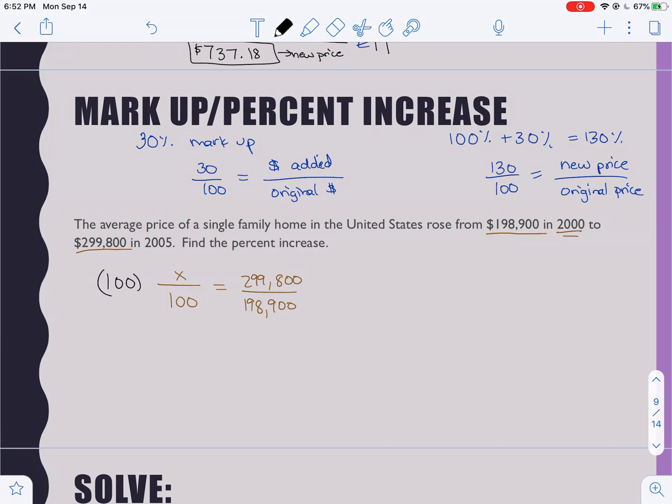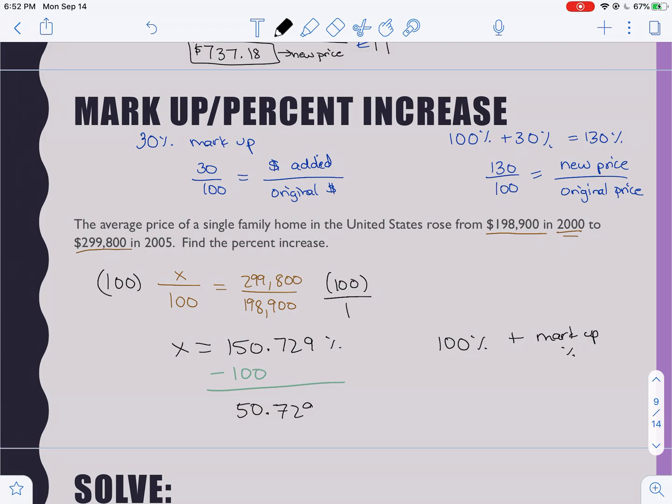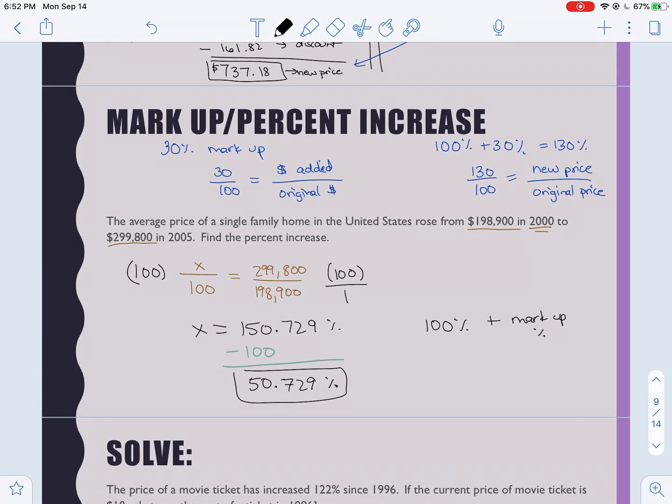So if I multiply both sides by 100, then I would get X equals 299,800 times 100, and then I'm going to divide that by 198,900. And I get 150.729%. Well, that's not the markup. That is the 100% plus the markup percent. So if I subtract 100 from that, my markup percent is going to be 50.729%. So that's going to be my markup percent. That's one way to find it.